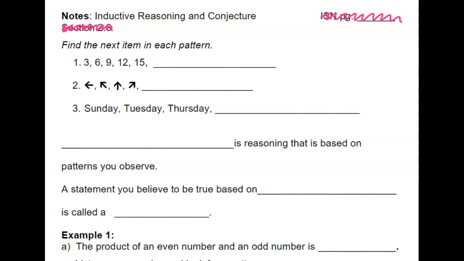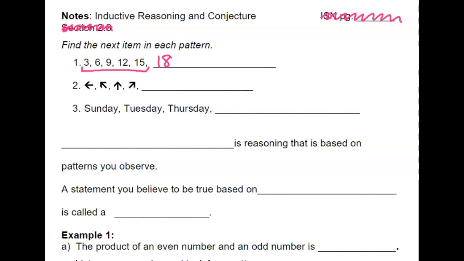The instructions say, very simple at the beginning, find the next item in each pattern. Now, this one right here is not part of the pattern. The pattern is here. So the pattern is 3, 6, 9, 12, 15. If you think about it for a moment, what would come after 15? Well, 18 would come after 15 because the pattern is that we're counting by threes.